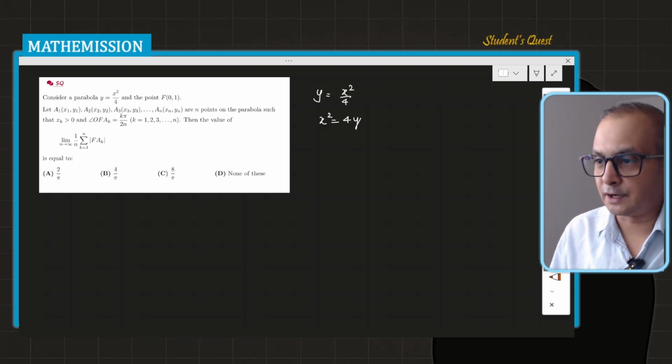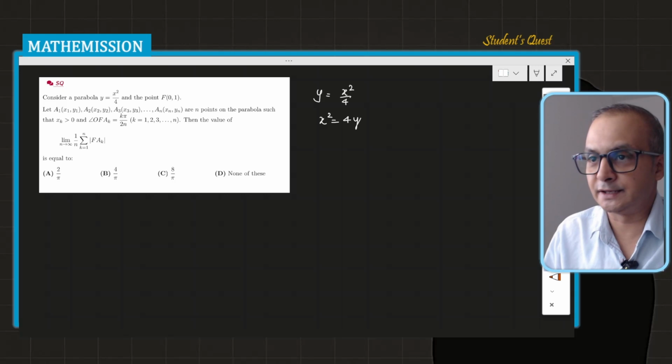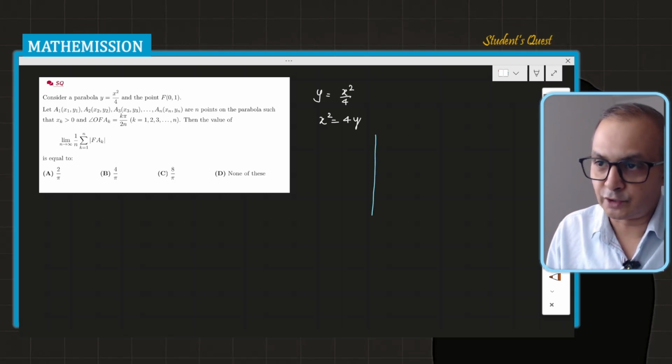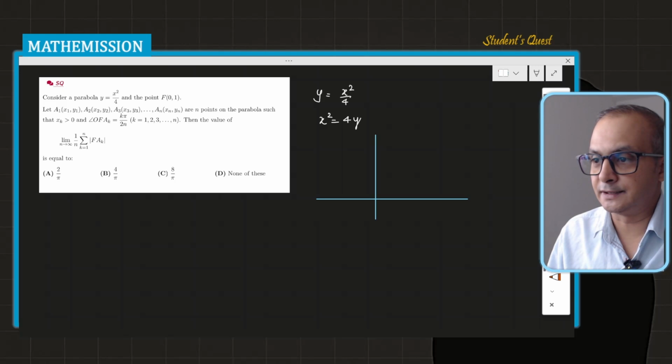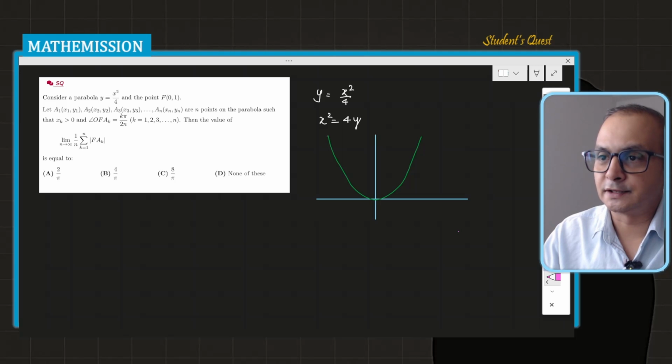So let's start the solution. Here you can notice that the parabola is given like this. This is an open up parabola, so let's draw it first. I have a schematic diagram of the parabola like this. I think I have taken a bad color, let me choose a little bit brighter one. So let's say this is the parabola I have.